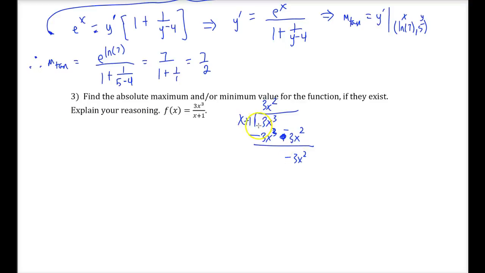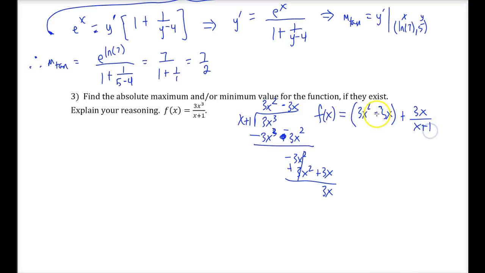So now we would do it again. And we would say x goes into -3x squared, -3x times. So we would have -3x squared minus 3x. And then we would have to subtract by changing the signs. And we would just have 3x there. So my point here is that we could rewrite this as 3x squared minus 3x plus 3x over x plus 1. And so this gives us an idea of what the oblique asymptote is going to look like.